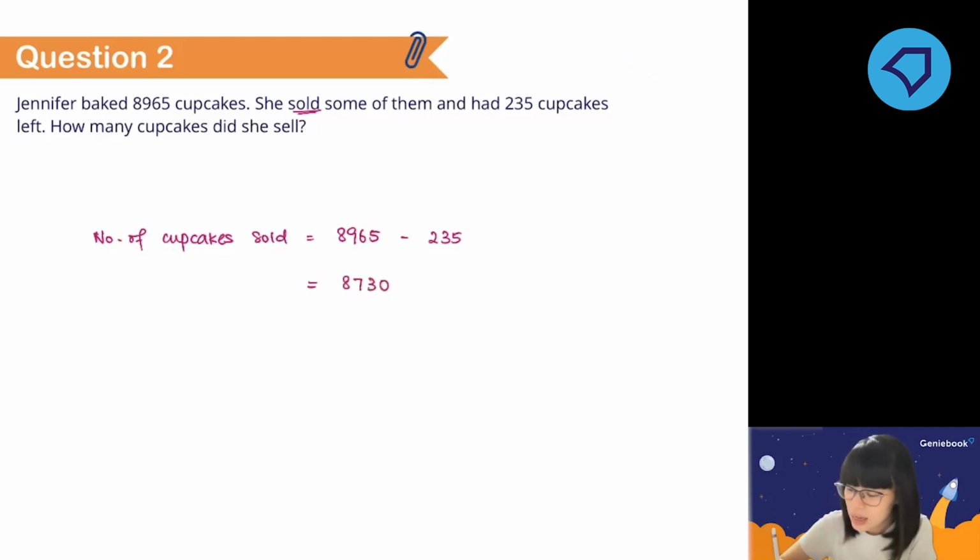We have 8,730. Okay, so for this one also, mental calculation should be able to give you the answer. You don't really need to do your column subtraction, but you can always do that to double check. Okay. This is not a bubble question coming right up.